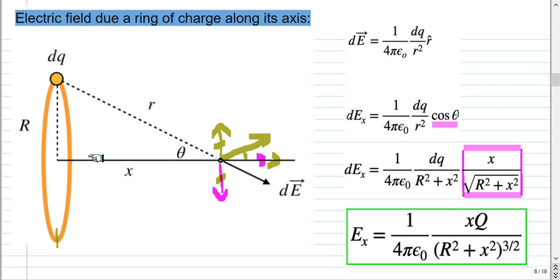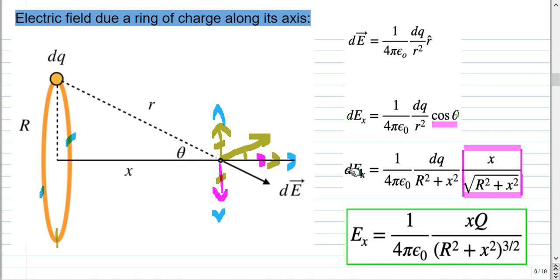Similarly, if I choose some other element here, there will be a corresponding diametrically opposite element here. So the electric field due to this pair will be along the axis, and the vertical components, one up and one down, will cancel each other. For any element, only the cos theta component will contribute, and the electric field is in the direction of the axis. So the electric field due to this element will be 1 by 4 pi epsilon naught dq by r square into cos theta, and it will be along the axis.